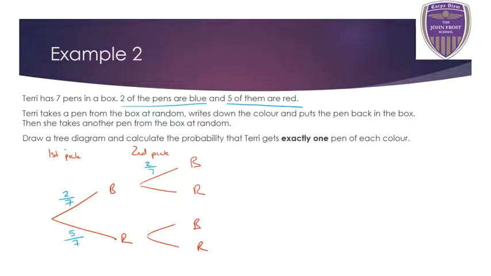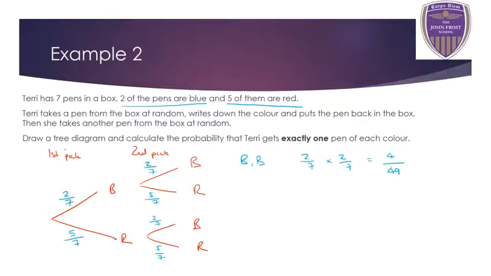On the second pick then, because it says she writes down the colour and puts the pen back in the box, it is no different the second time. So on the second pick, still 2 out of 7 for blue, 5 out of 7 for red. Okay, then we go through and list the outcomes. So the first outcome is she gets a blue on both picks, which would be 2 over 7 times by 2 over 7. So that is 4 over 49, okay? 2 out of 7 there, 2 out of 7 there, multiply them together.